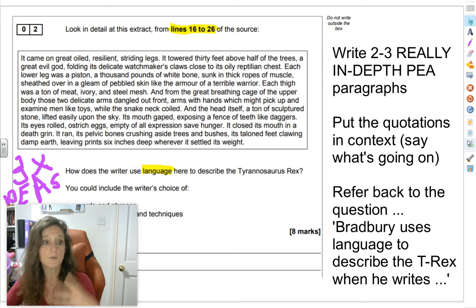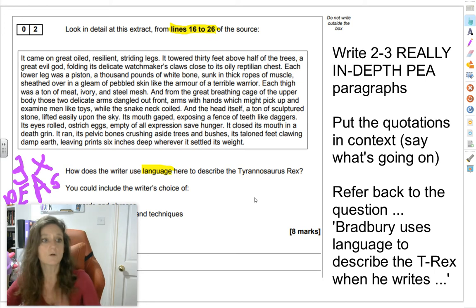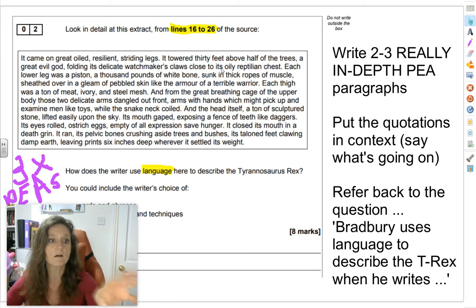I want you to explain what's going on. Don't just randomly take a quotation out of context. So, for example, it's delicate watchmaker's claws, and then suddenly start writing about someone making watches. That's not at all what the writer's trying to make. You've used the quotation, but you've totally put it in the wrong context. And make sure it's in the context of a dinosaur, because that's what we're writing about here.